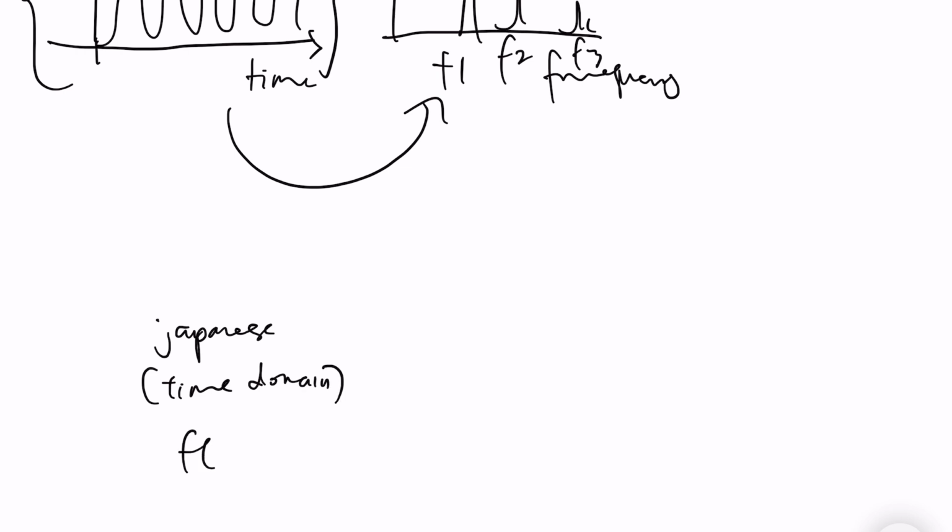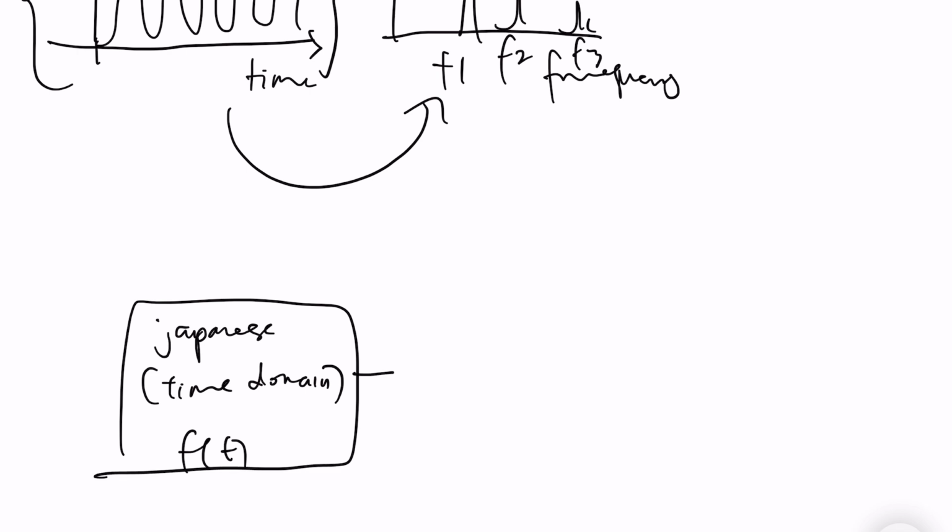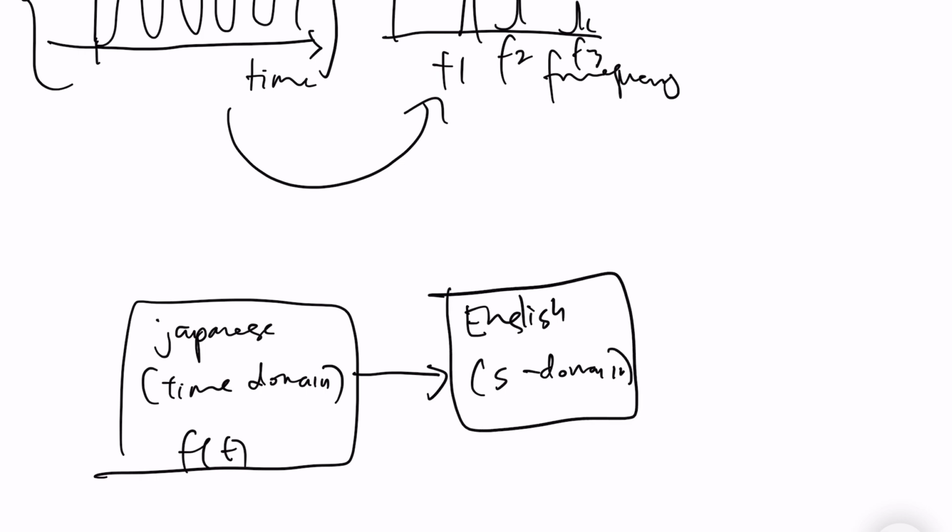Time domain means FT, and then the question is in Japanese, so you need to translate first to English. Okay, translate first to English. So English is the S domain, and then convert the problem into English, which is the S domain. Once you solve the problem in English, now you can solve it because it is in English, right?